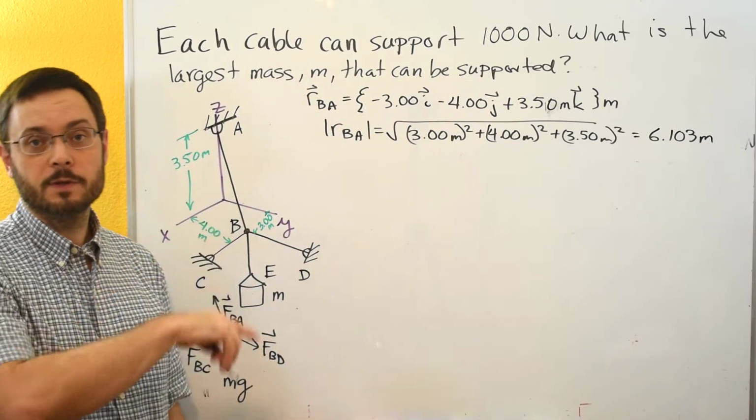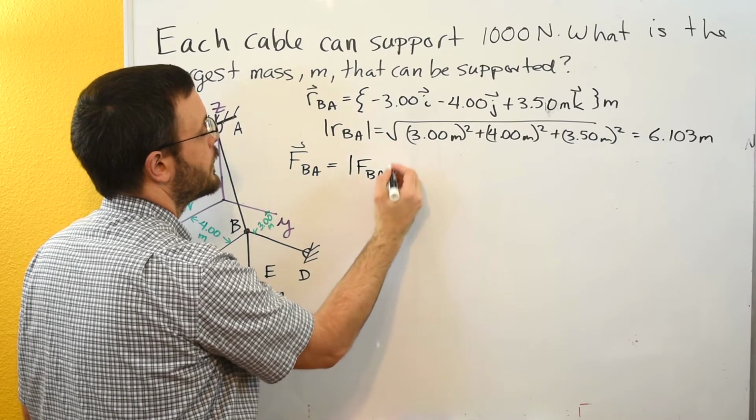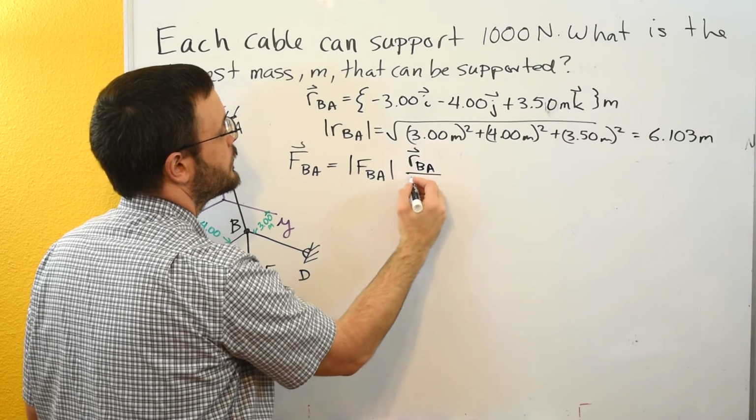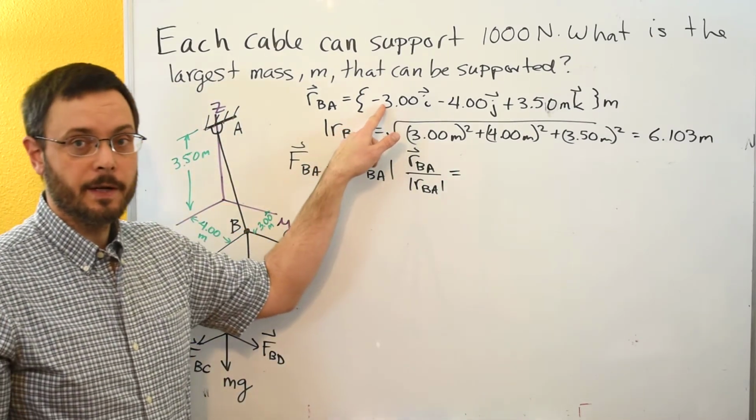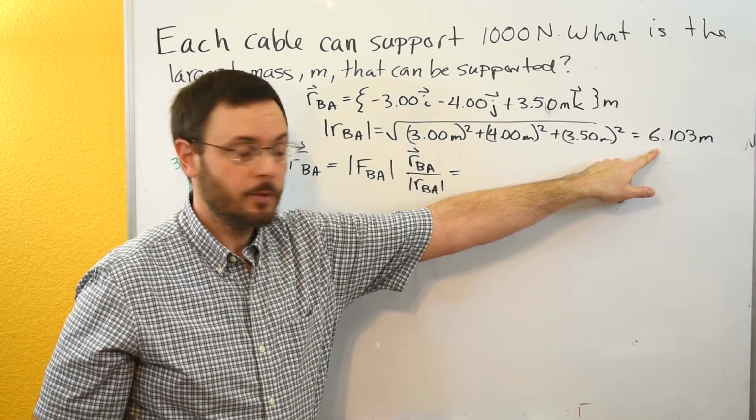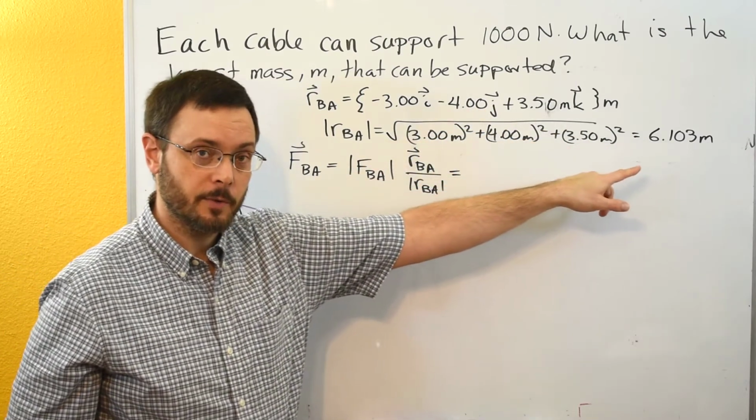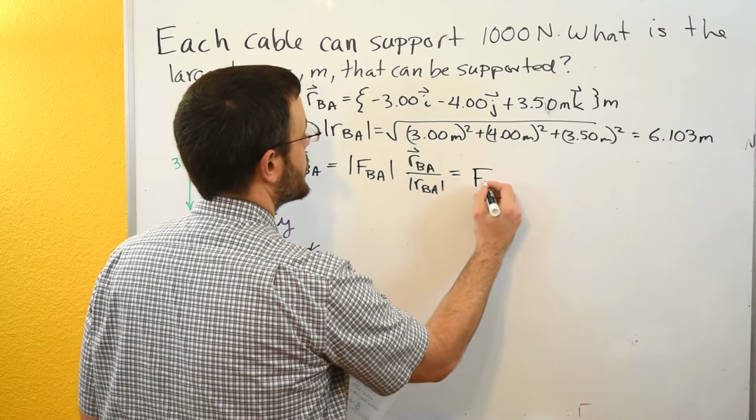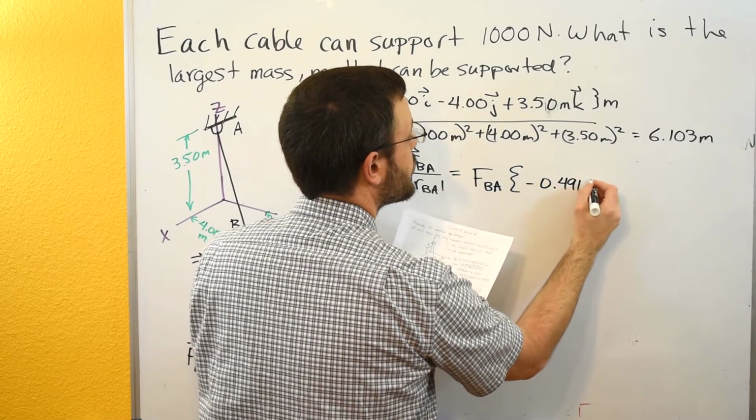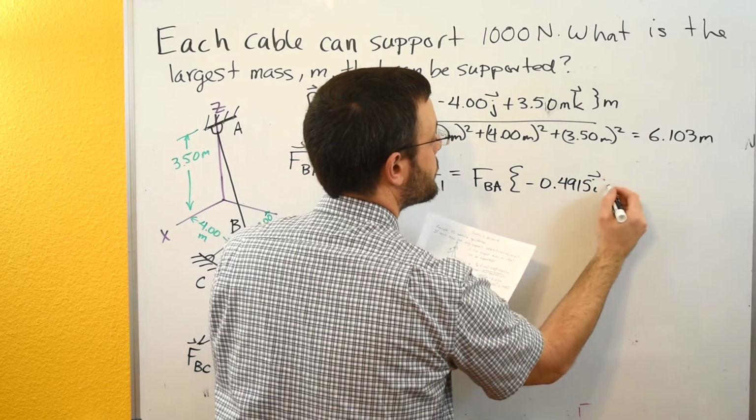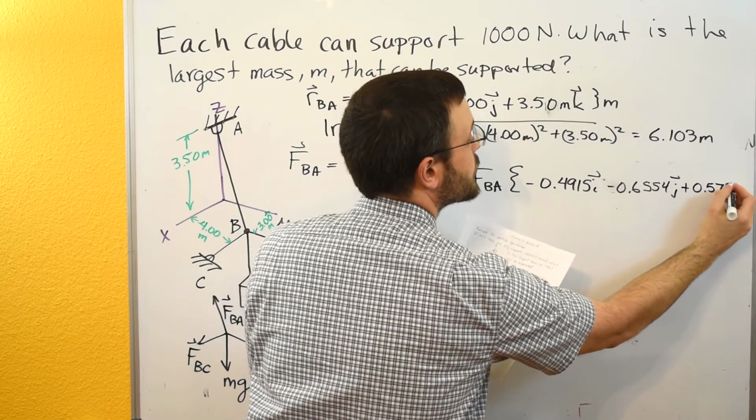Now we can go ahead and get this force vector from B to A. So we can say force vector B to A is equal to magnitude of that force vector times RBA divided by the magnitude of RBA. So we'll take each of the components here, including the positive or negative sign, and divide them by the 6.103. So it'll be 3 divided by 6.103, that'll be our new I component. 4 divided by 6.103, that'll be our J component, and so forth. So this will give us our magnitude, FBA, times, after we do all that arithmetic, minus 0.4915 I minus 0.6554 J plus 0.5735 K.